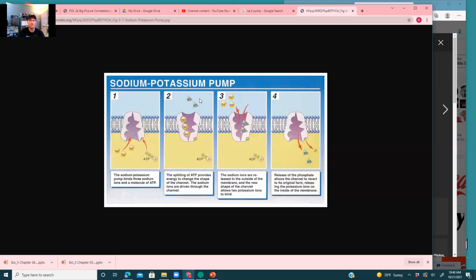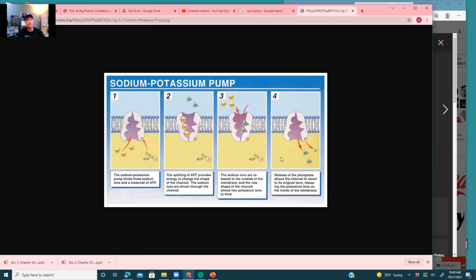Potassium, there's plenty of it outside of the cell. It needs to come into the cell. So then it just kind of leaks over and diffuses down into its fit, and then the cell returns to its original shape and drops the phosphate. That's basically how it works.